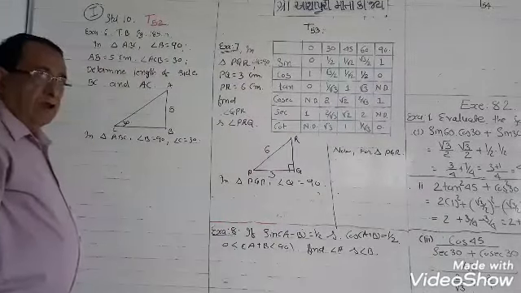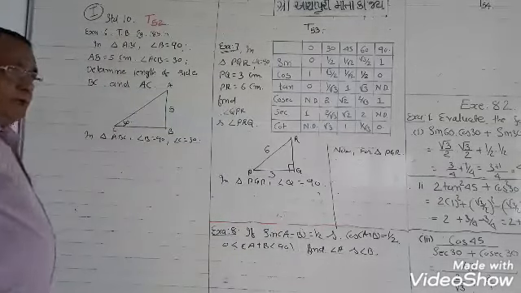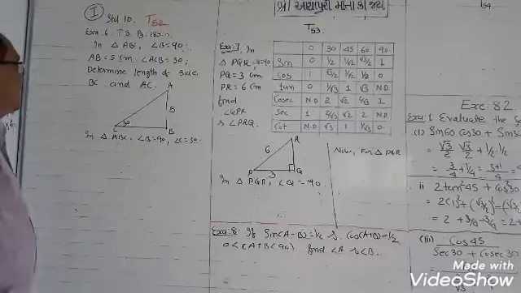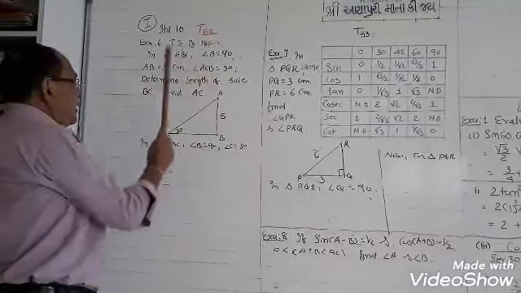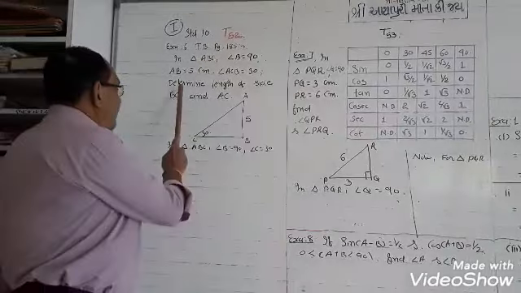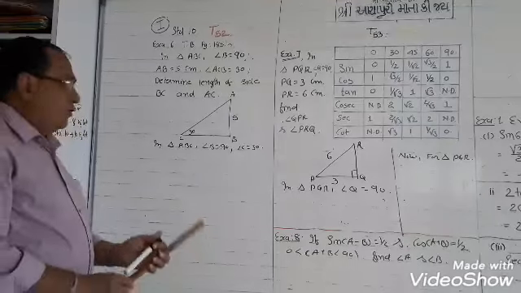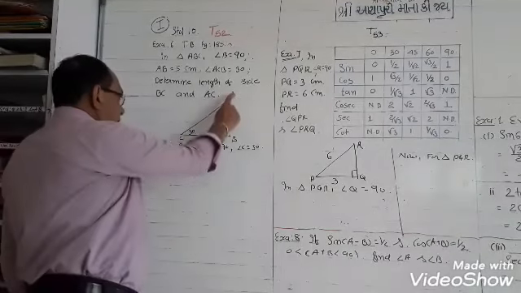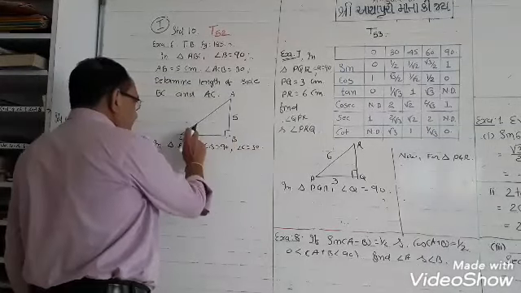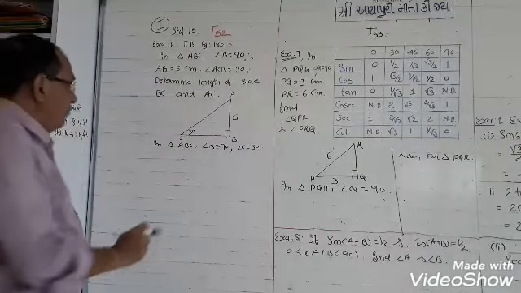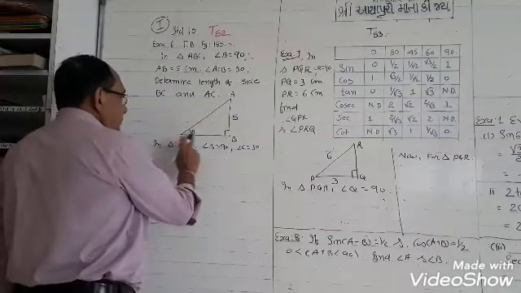Okay, now illustration number 6, textbook page number 185. In triangle ABC, B is 90, AB is 5, angle C is 30. Determine the length of side BC and AC. You are given in triangle ABC, B is 90 and C is 30. So I have taken C here. Now AB is here 5.